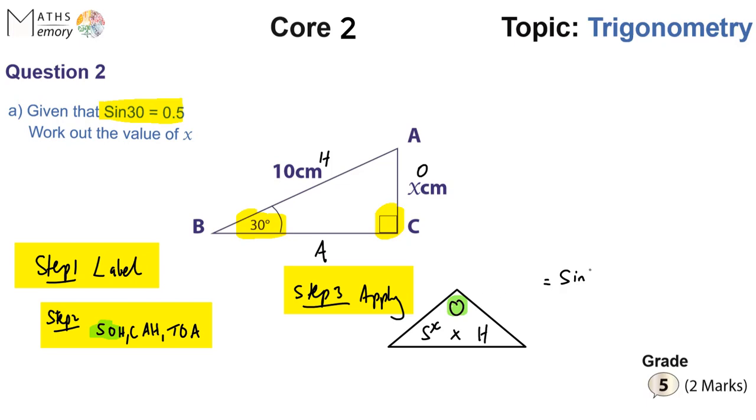Sin X is sin 30, and that's times H, which is going to be 10. Now sin 30 is 0.5 over here. So we're saying 0.5 times 10. You simply substitute this in. The answer is going to be 5. A very simple question, very simple answer. So 5 is going to be the answer, 5 centimeters.